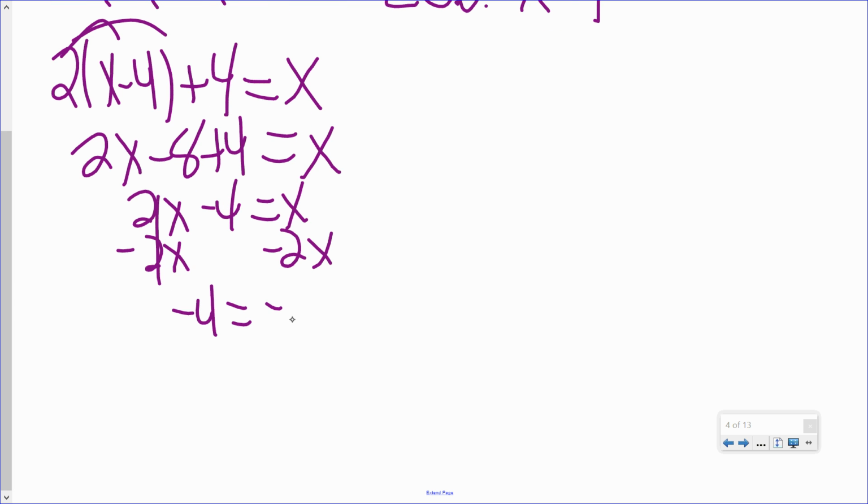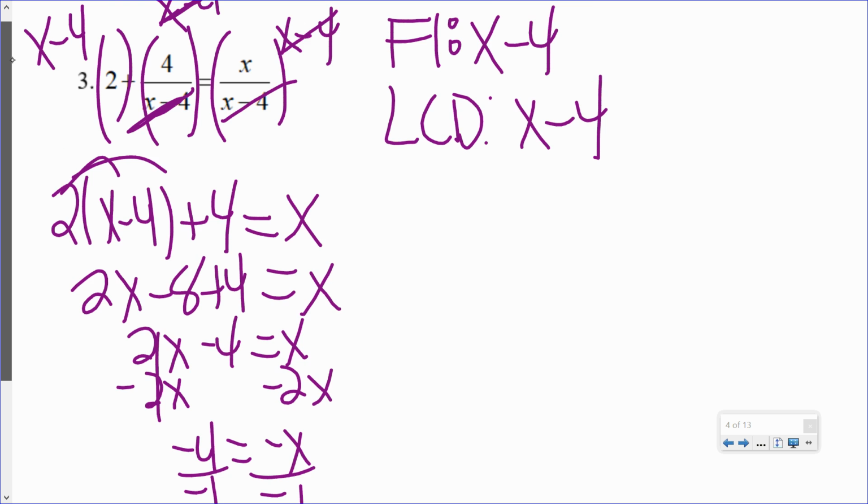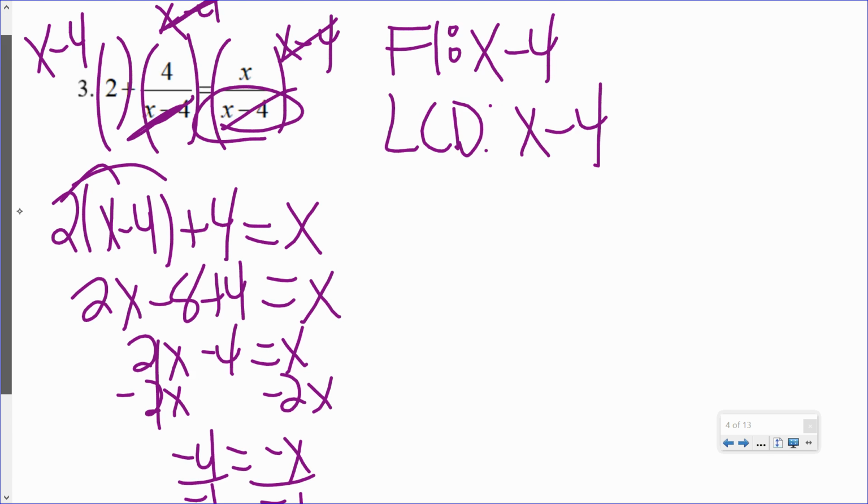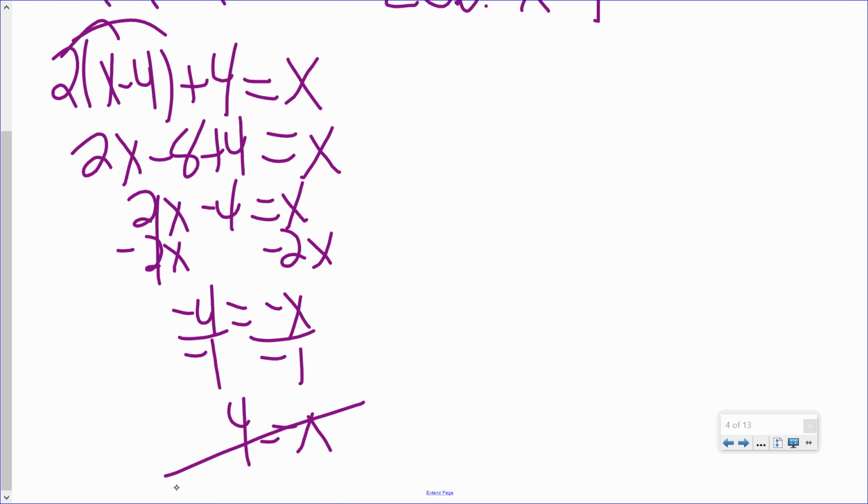I isolate, I add or subtract first, I divide last, x is 4. Now I have to check. I have to check to see if this answer is going to make any of the denominators 0. If I substitute 4 into x minus 4, is that going to make the denominator 0? Yes, because 4 minus 4 is 0. So we reject this answer, and since there are no answers left, the answer is no solution.